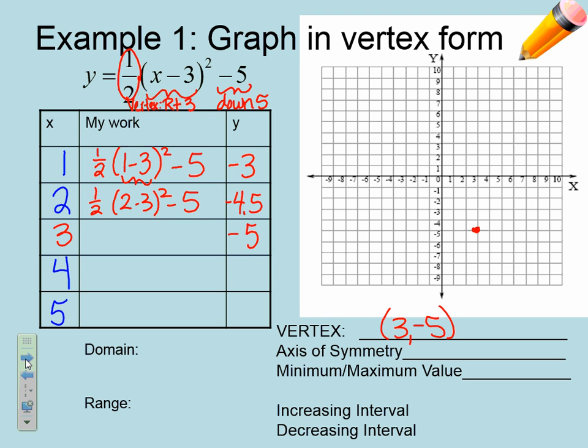We already figured out the vertex just by following the clues, and we know what these other two points should be based on the symmetry. So we go ahead and plot this now and see the rest of our parabola emerge. So (1, -3), (2, -4.5), (4, -4.5), and (5, -3). Here we go. There's my parabola.